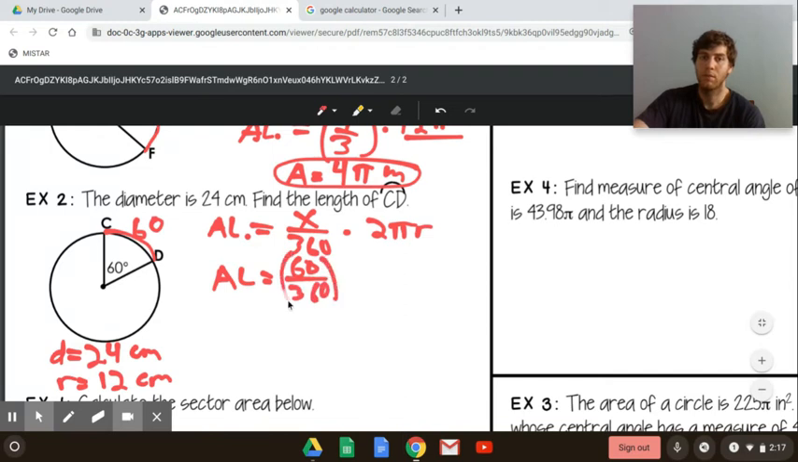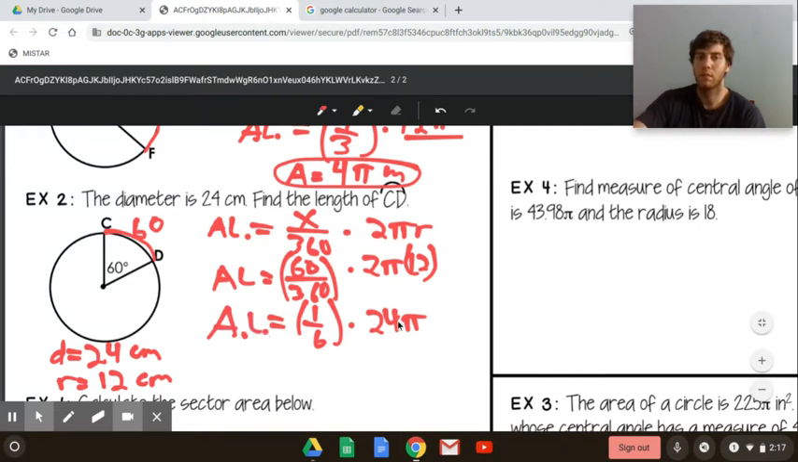All right, and then we don't want the whole circumference. We only want 1/6 of it, so we have to do 1/6 times that circumference, which is 2 pi r. So that's 2 times pi times 12. All right, so our circumference is 24 pi. But we don't want the whole thing, we want 1/6 of it, right? Because 60 divided by 360 is going to be 1/6, which is our arc length.